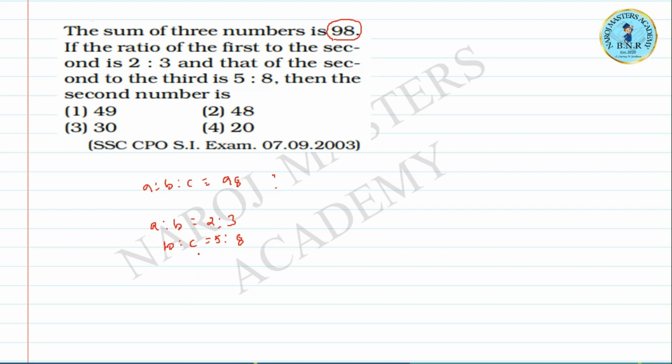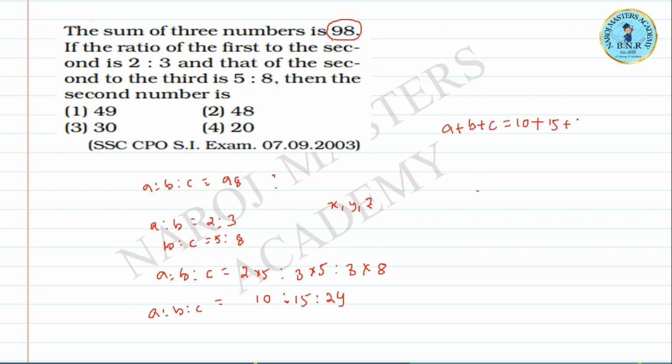Just consider A is to B is to C, or X, Y, Z, anything. Now A is to B is to C: considering the second number, 2 into 5 is to 3 into 5 is to 3 into 8. That is 10, 15 and 24. What they have told us is to find the sum of the three numbers, so you should add this. A plus B plus C is 10 plus 15 plus 24, totally 49.